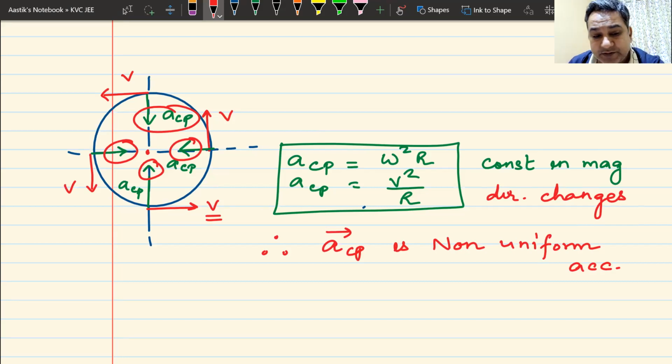Can I have some raised hands that we understand this? You may not know the meaning of centripetal acceleration, but I have just shown you that this acceleration is towards the center. It has a constant value, but the direction keeps on changing always.